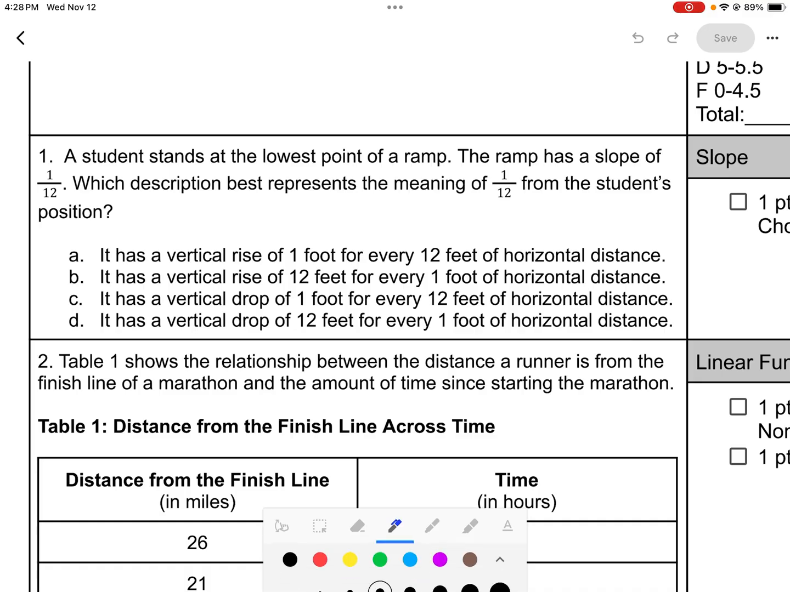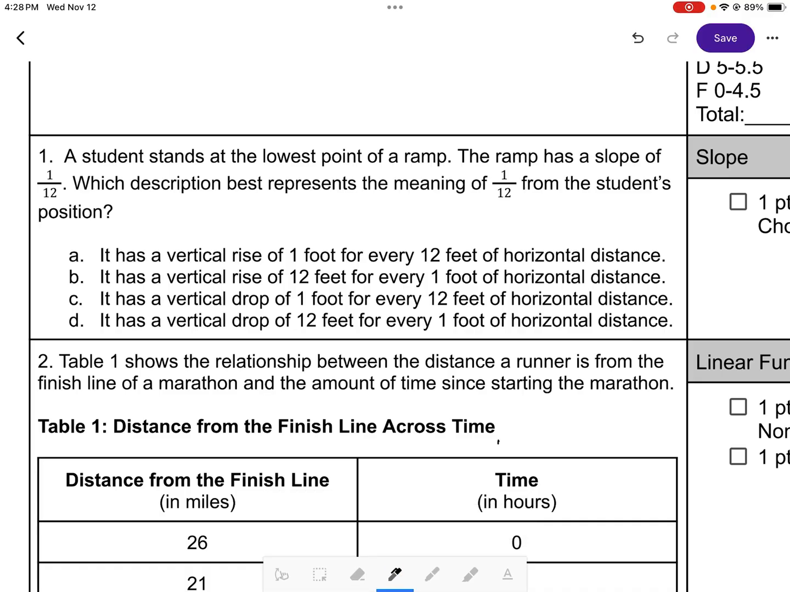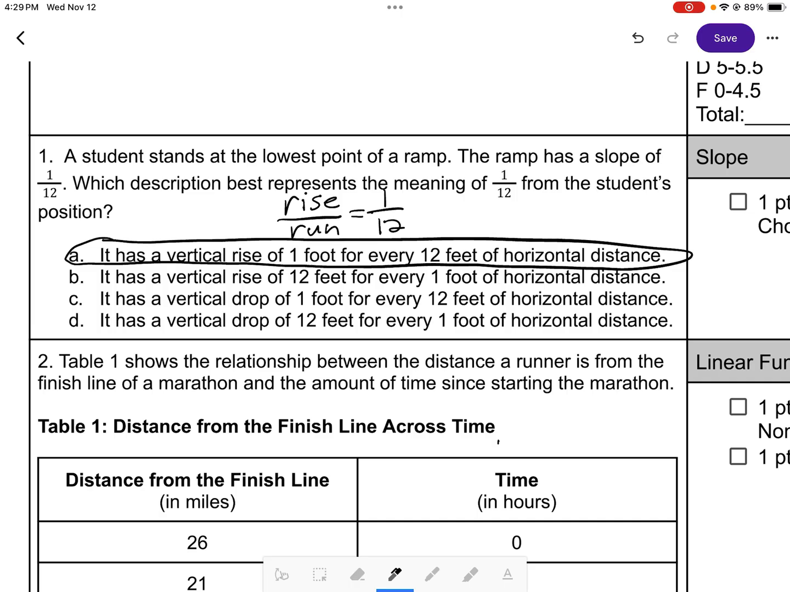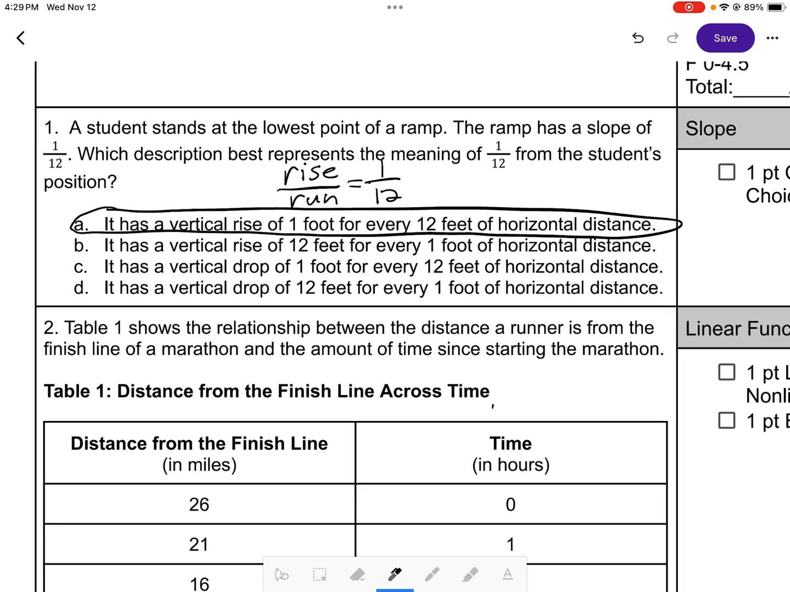from the student's position? Okay, so A says that it has a vertical rise of 1 foot for every 12 feet of horizontal distance. We know that slope is rise over run. And so our rise here was +1 and our run was 12. Remember, we go up if it's positive and we go to the right if it's positive. And so A would actually be our correct answer for this, okay? 1 foot up, vertical rise for every 12 horizontal distance.